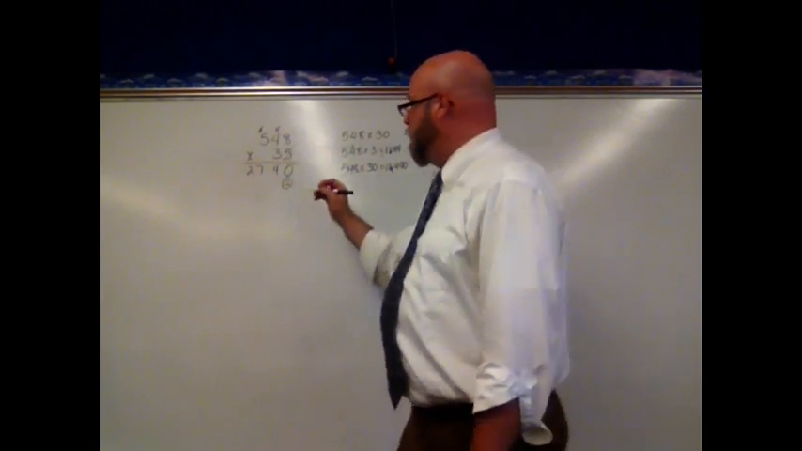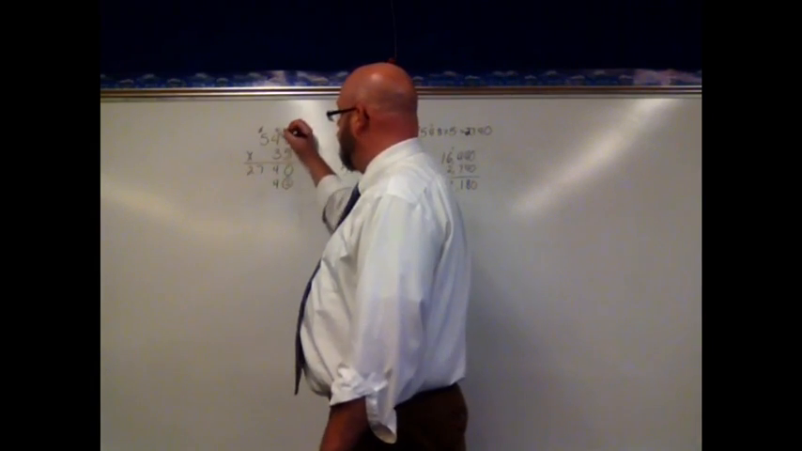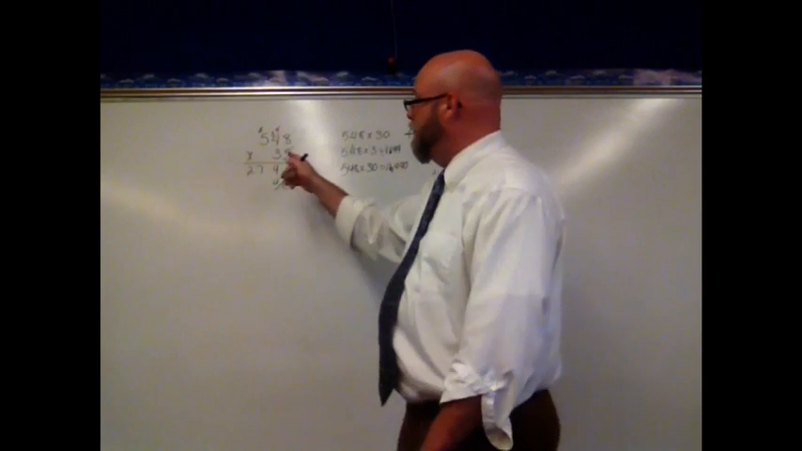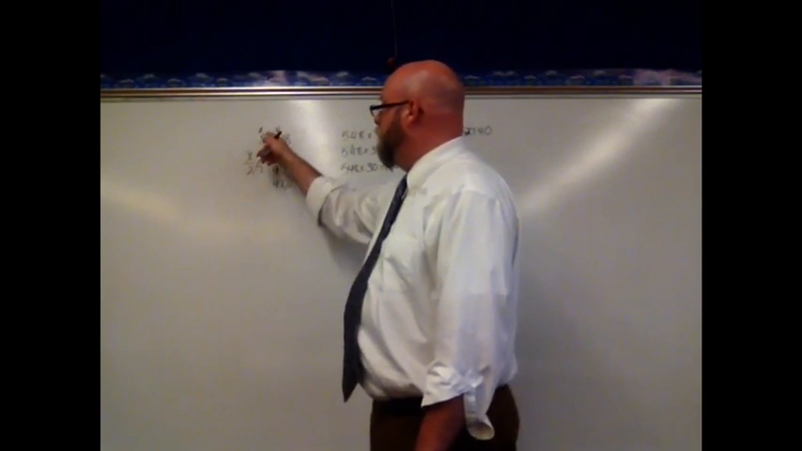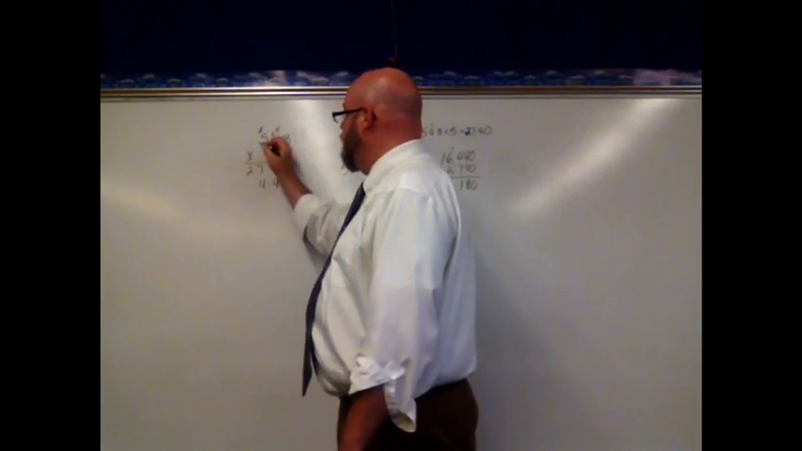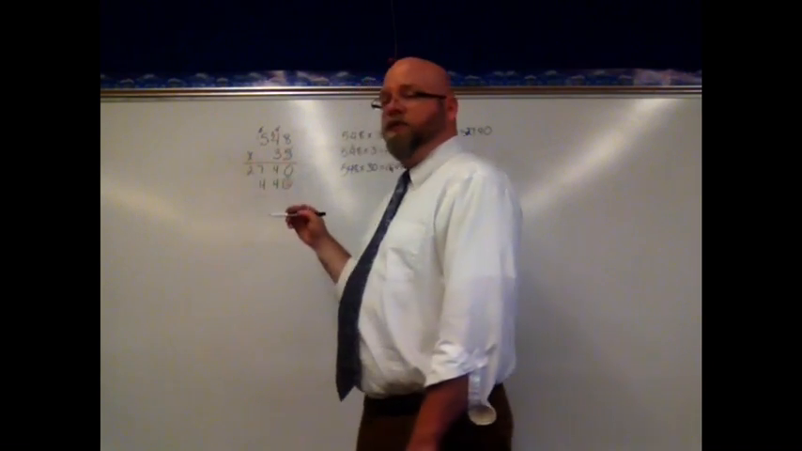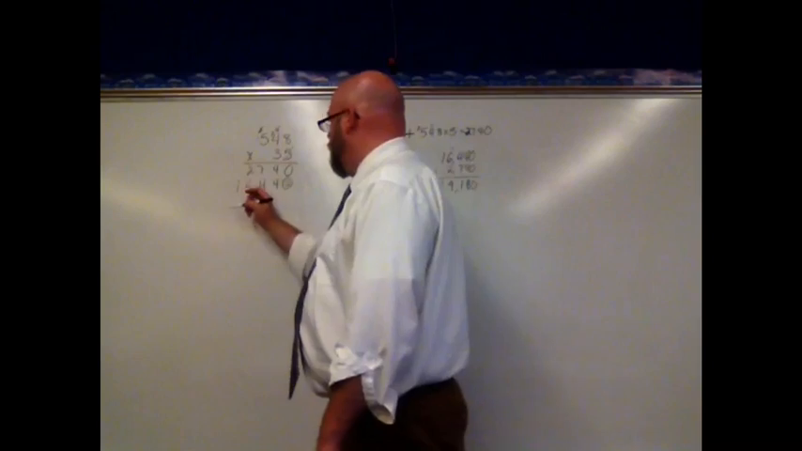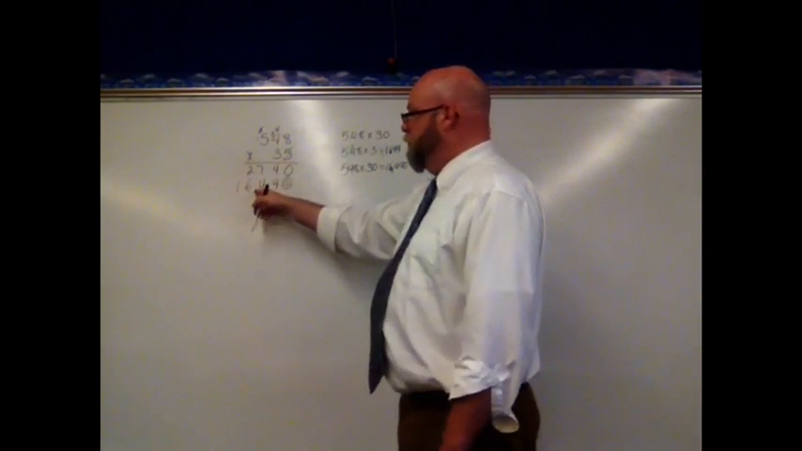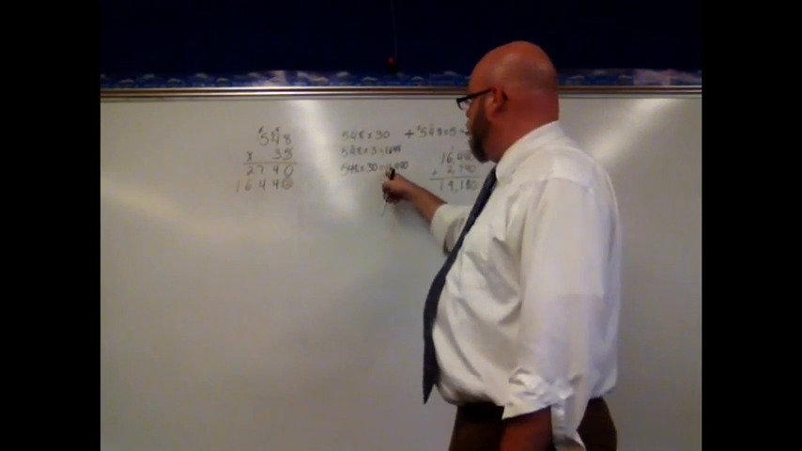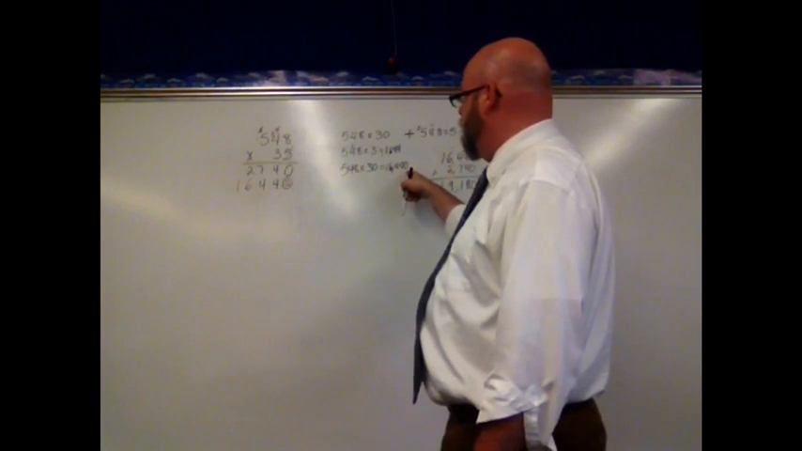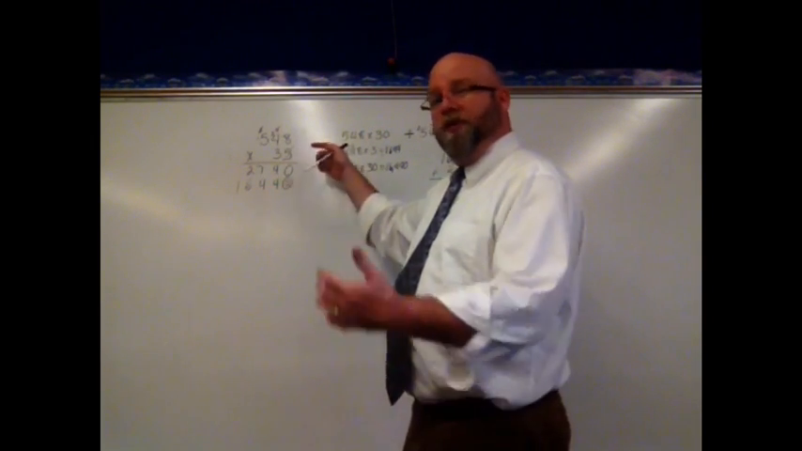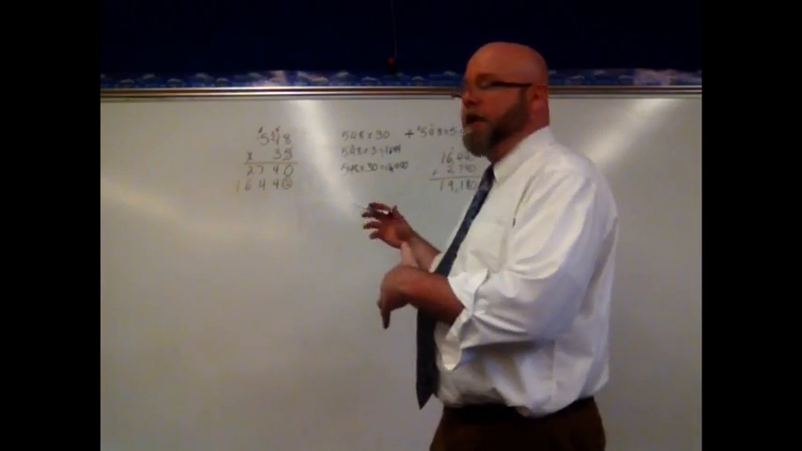3 times 8 is 24. Put my 4 here. Carry my 2. Now remember, I marked out those other things, so I'm not going to get them confused. 3 times 4 is 12, plus 2 is 14. Carry my 1. 3 times 5 is 15, plus 1 is 16. Now wait. When I multiplied 548 times 30 here, I got 16,440. Right there is 16,440. So they're all lining up. Everything's still happening.